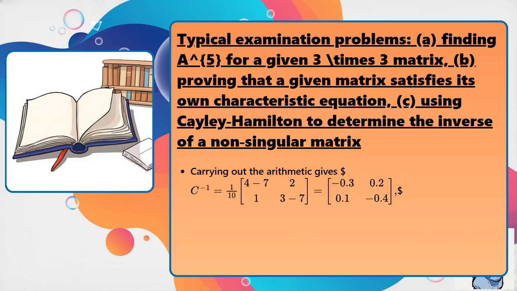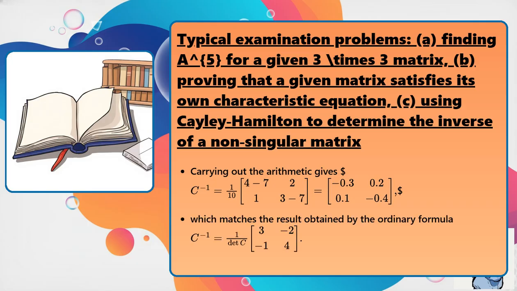Carrying out the arithmetic gives C inverse equals 1/10 times the matrix with first row 4 minus 7, 2, second row 1, 3 minus 7, which evaluates to a matrix with first row minus 0.3, 0.2, second row 0.1, minus 0.4. Which matches the result obtained by the ordinary formula, C inverse equals 1 over the determinant of C times the matrix with first row 3, minus 2, second row minus 1, 4.